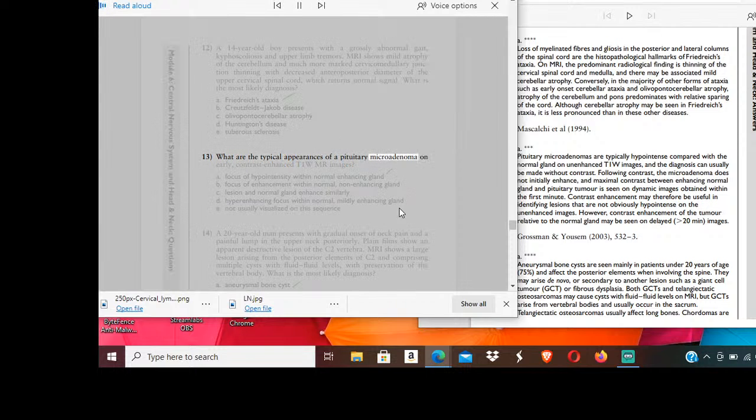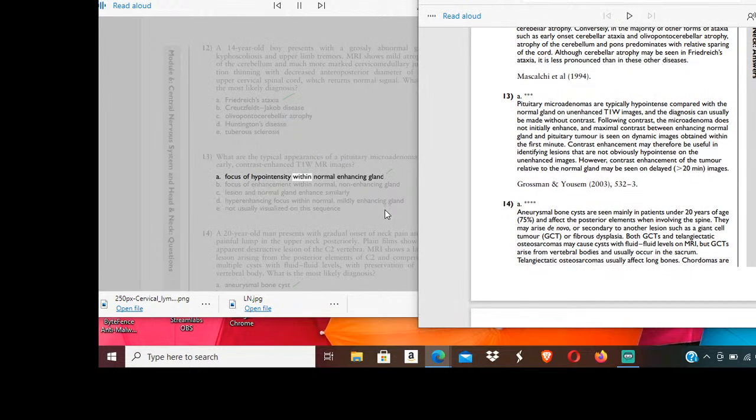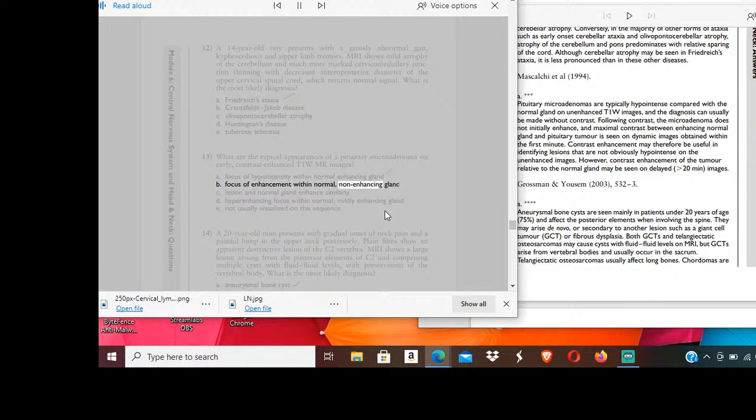Typical appearances of a pituitary microadenoma on early, contrast-enhanced T1W MR images. A. Focus of hypointensity within normal enhancing gland. B. Focus of enhancement within normal, non-enhancing gland. C. Lesion and normal gland enhanced similarly. D. Hyperenhancing focus within normal, mildly enhancing gland. E. Not usually visualized on this sequence.